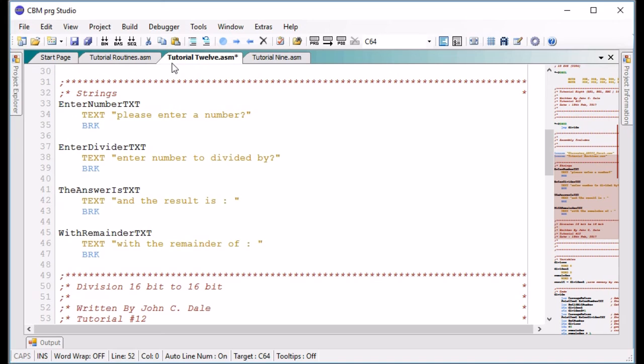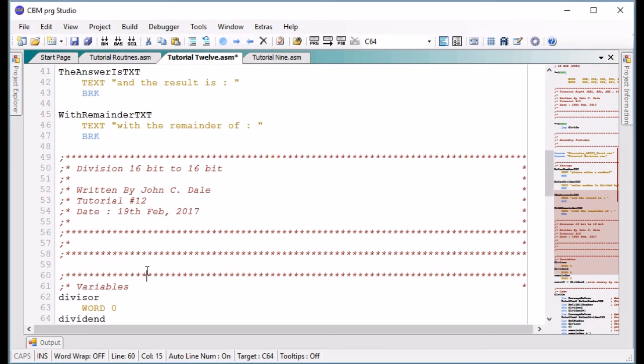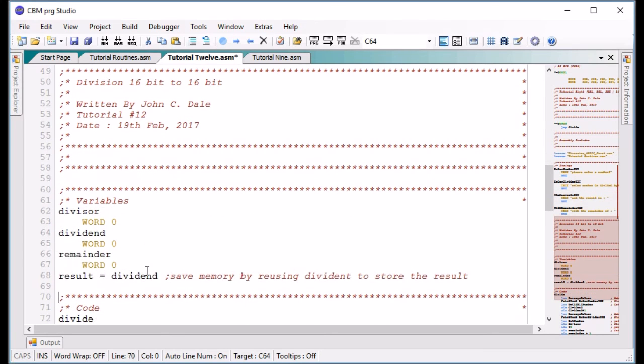I've got the strings to show on the screen, so please enter a number to divide by, and the result is with the remainder of. And then we've got our routine, our divide by routine. So we're going to divide a 16-bit number by a 16-bit number. So we've got the divisor, the dividend, that's the number, the remainder, and the result.